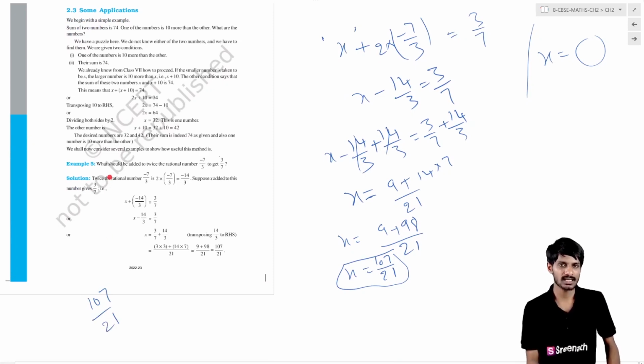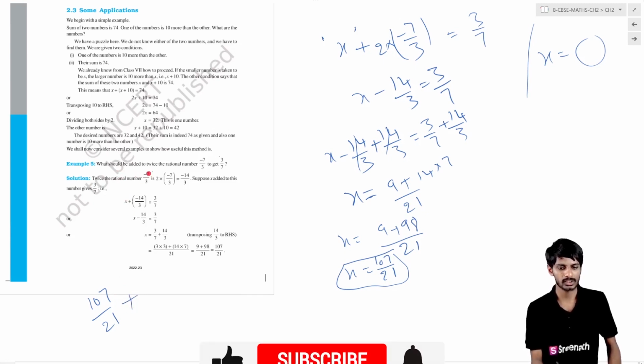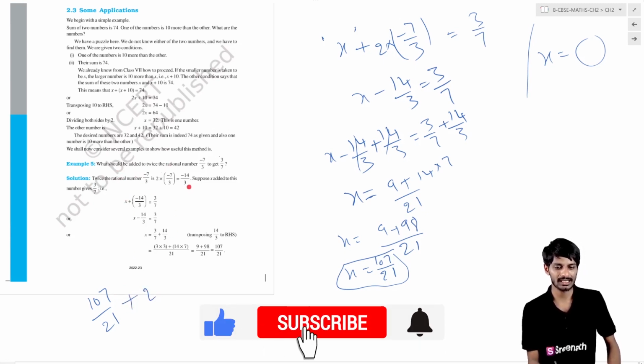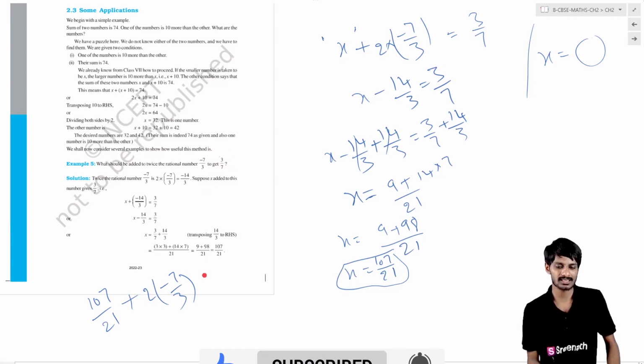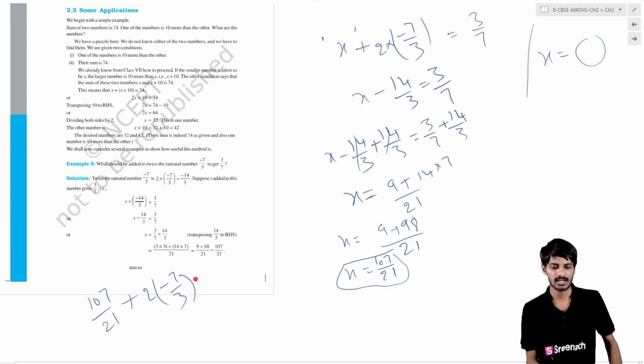What is the condition here? Here it is given what should be added. There is some number, we don't know what it should be. That number is 107 by 21. That number has to be added to twice the rational number, 2 into that rational number of minus 7 by 3. So what will you get? You will get 3 by 7. So by doing this we have to get this answer. This is the LHS side. So substituting the value of x, you have to get the LHS equal to RHS.